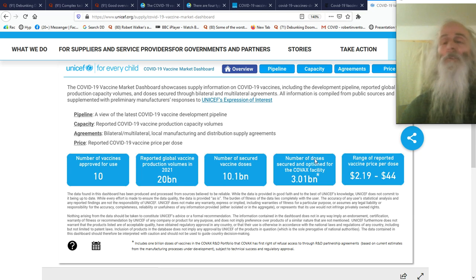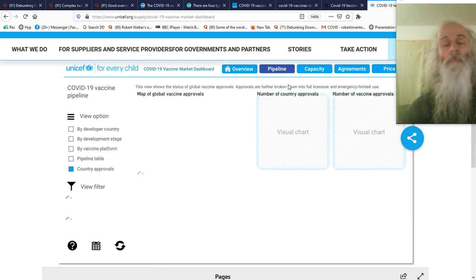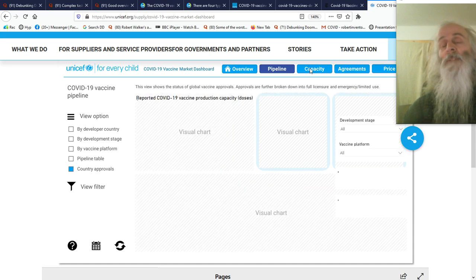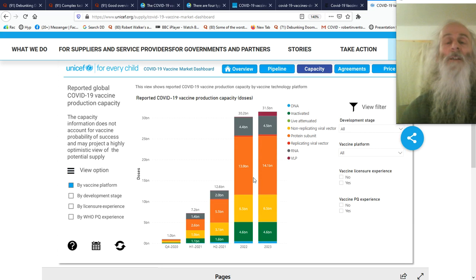I think a few of those they're not going to be able to get until quite late in 2021, but they got about 2 billion quite quickly. Now we go and look at these different sections here. Let me look at the capacity, and then the agreements. So there we are, the capacity.